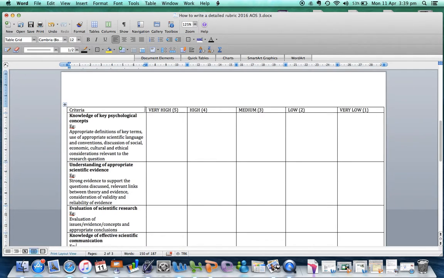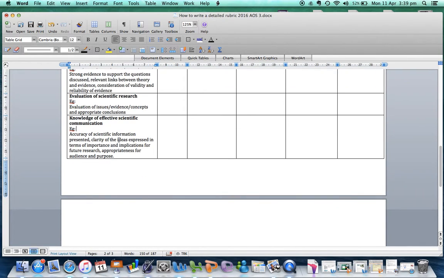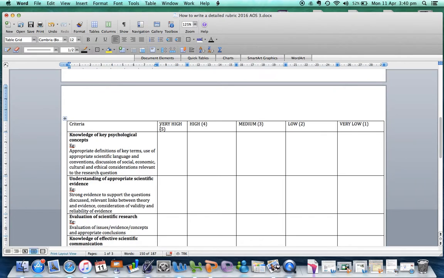Let's see if I can try and make that a bit bigger for now. Accuracy of scientific information presented, clarity of the ideas expressed in terms of importance and implications for future research, and the appropriateness of their writing for audience and purpose. Okay, so they should be able to structure it in the way that you see fit.